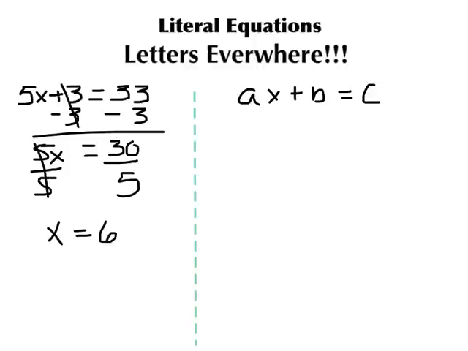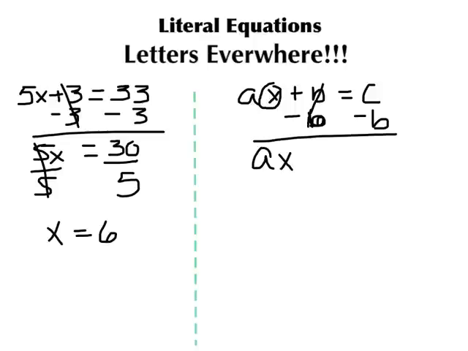So we're going to do the same thing when we're dealing with letters. We're going to say, okay, what's occurring to the x? I want to get x by itself. Well, I'm multiplying by A and adding B. So let's do that in reverse order. I'm going to subtract B. So I'm going to have AX equals C minus B.